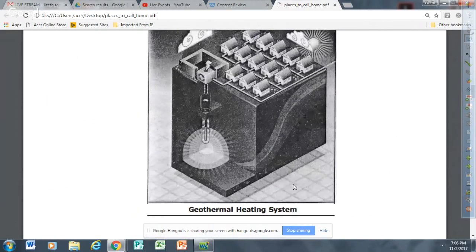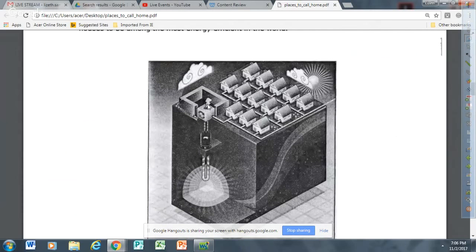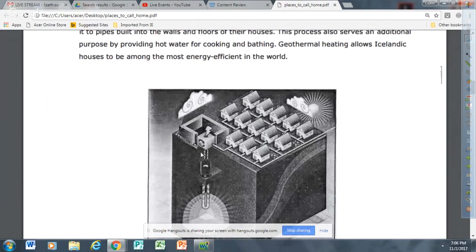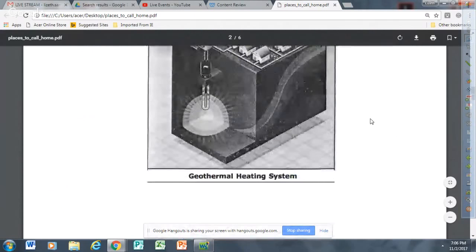Now, if you don't know what geothermal means, you could look it up because you have access to your dictionary when you're taking these exams. I know geo means earth and thermal means heat. Earth heating system. So this is probably the earth. The earth is warming something up, and it's part of the heating system. But I wonder what it's heating up. Maybe I'll find out more when I read it.